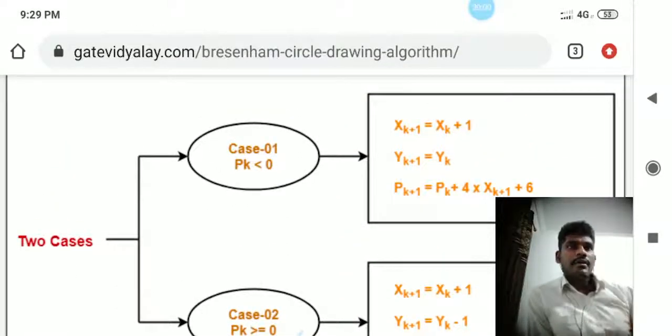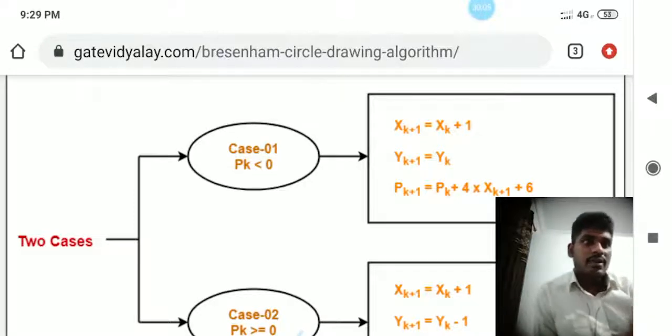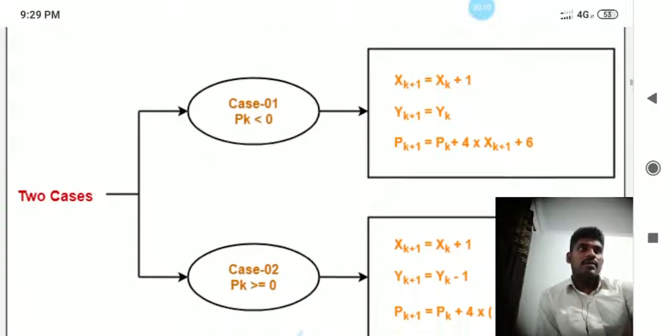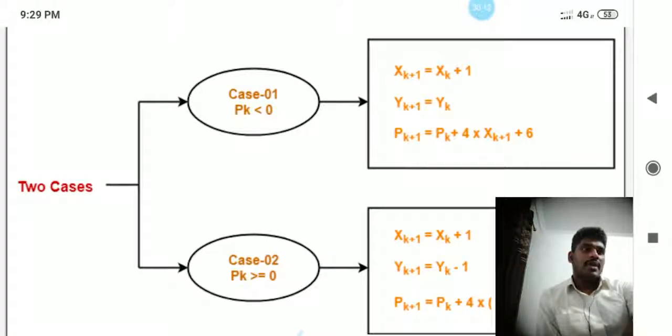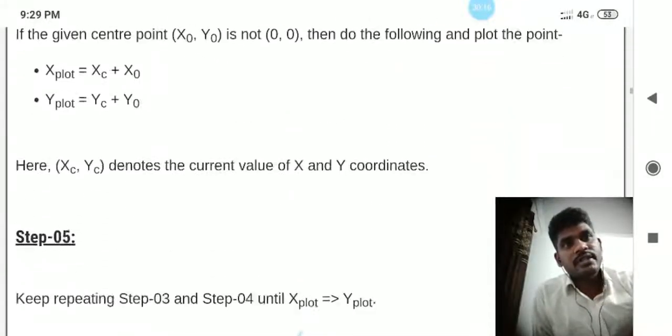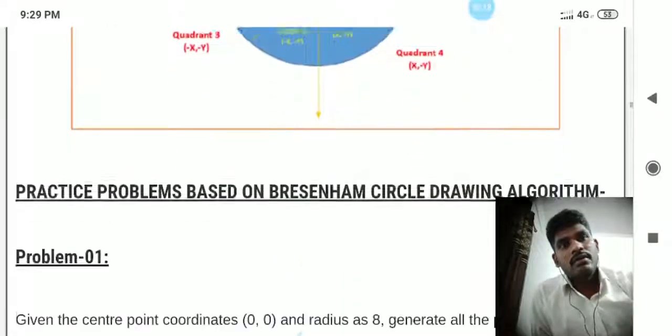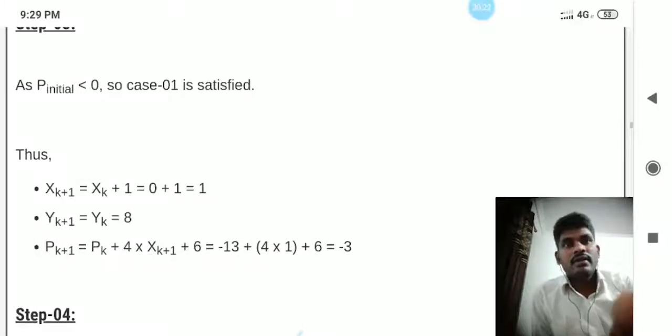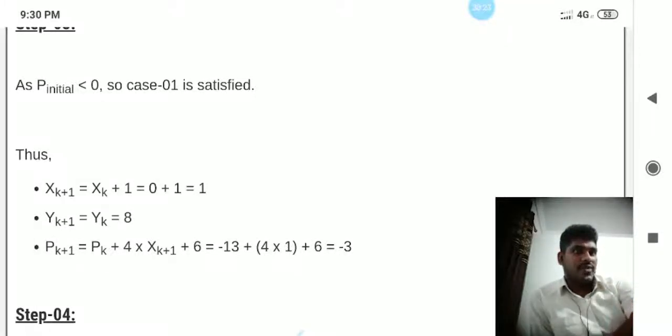Look at here. What is the answer? Minus 13. Minus 13 means pk less than 0. Case 1. When it is case 1, what is the x value, xk plus 1, and the y value, yk? Then the derivative point: pk plus 4 into xk plus 1 plus 6. We have to follow this case 1 equation. Now, is pk less than 0? Then you are following case 1. Look at the p initial, less than 0. So case 1 is satisfied.